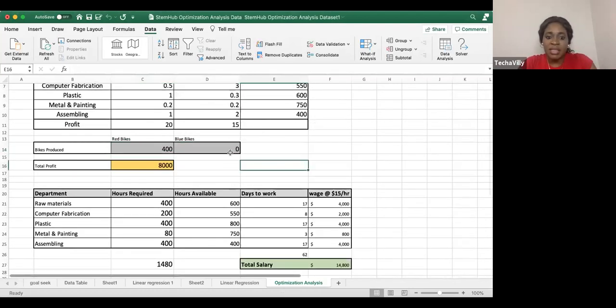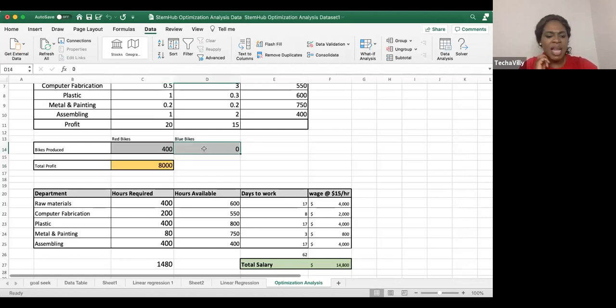And it's showing that with this data that we have, we cannot produce blue bikes, if you want to make profits for this business. So let me see if I add, okay, so I'll come back to that. This is the total number of hours that we need if we want to produce 400 bikes to maximize our profit and make as much as $8,000.